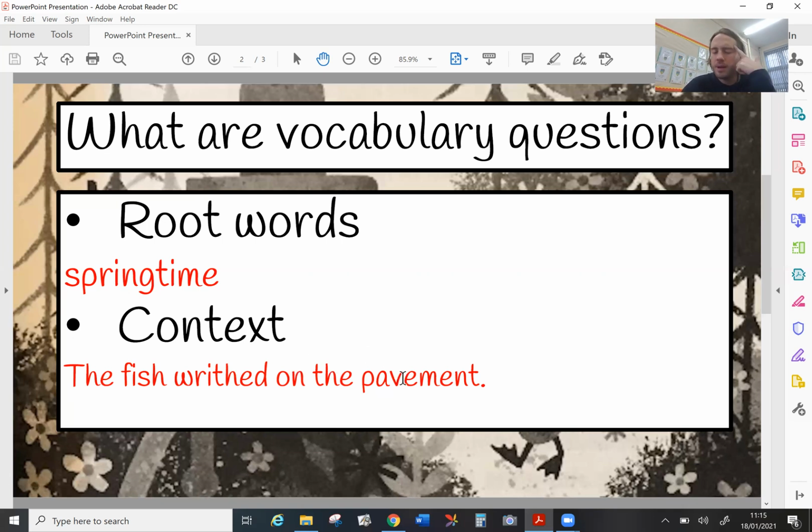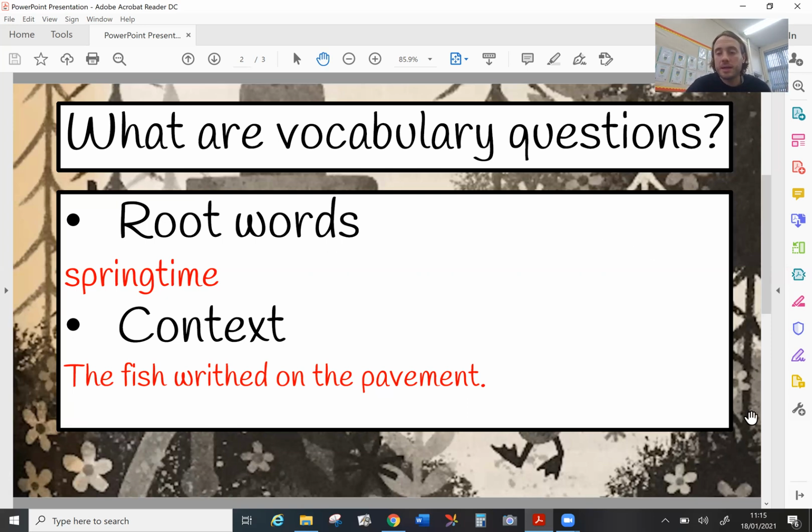So I've got an image in my head. I can visualize a fish on a path, on a pavement, and it's writhing. So what might writhing mean? Well, let's put a fish on a pavement. What might it be doing? Well, fish don't live on pavements. They live in water. So it's probably not going to be very happy. It might be dying. It might be jumping around. That's exactly what writhe means. It means flipping around, moving around quickly.